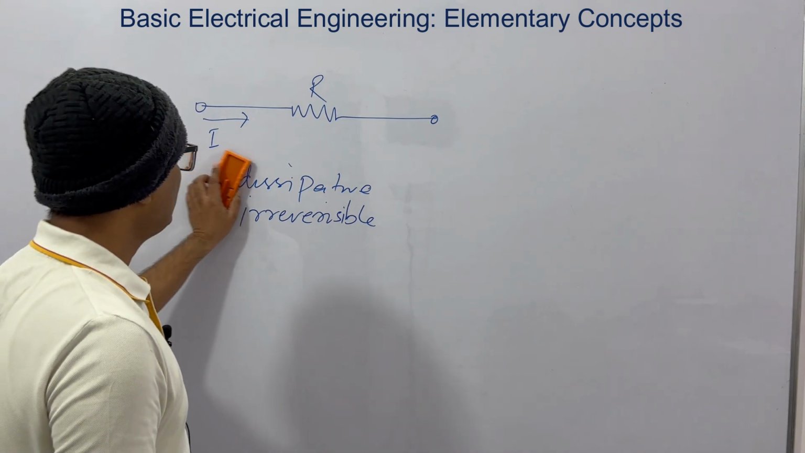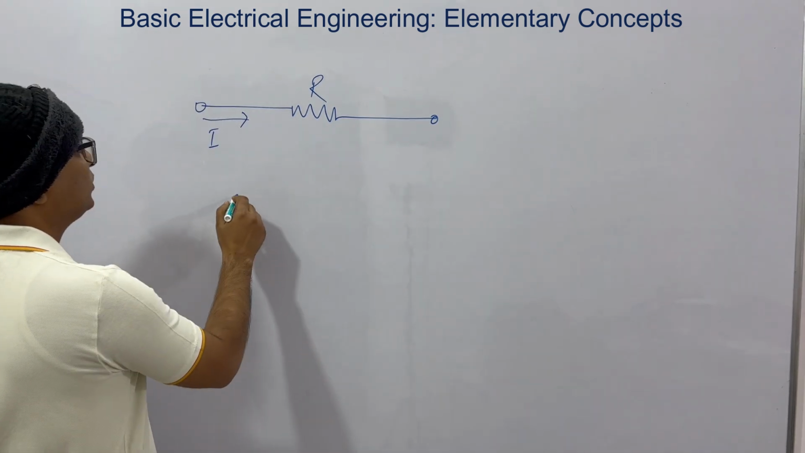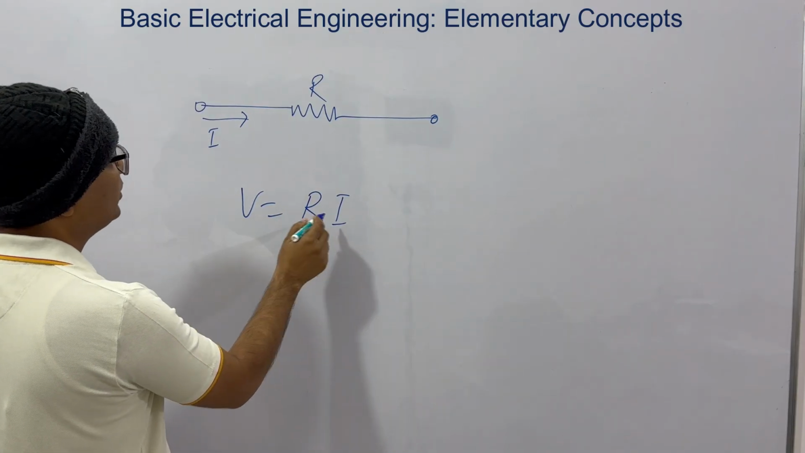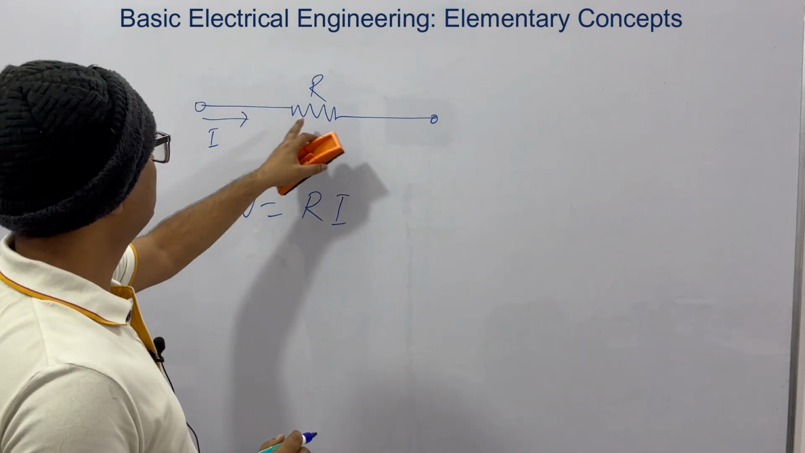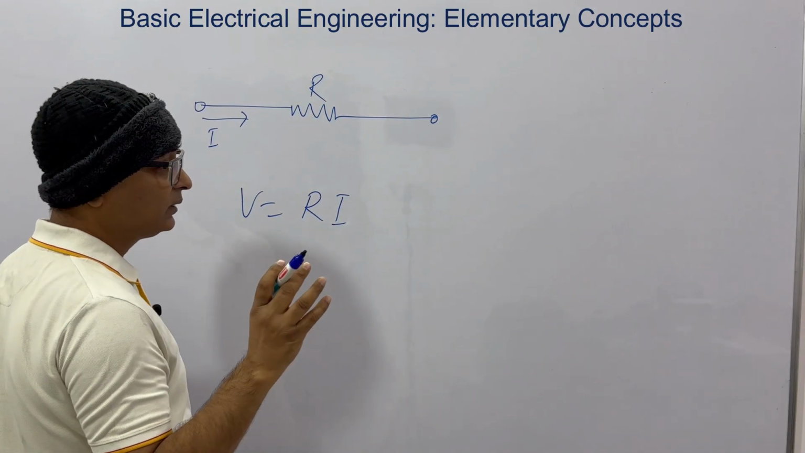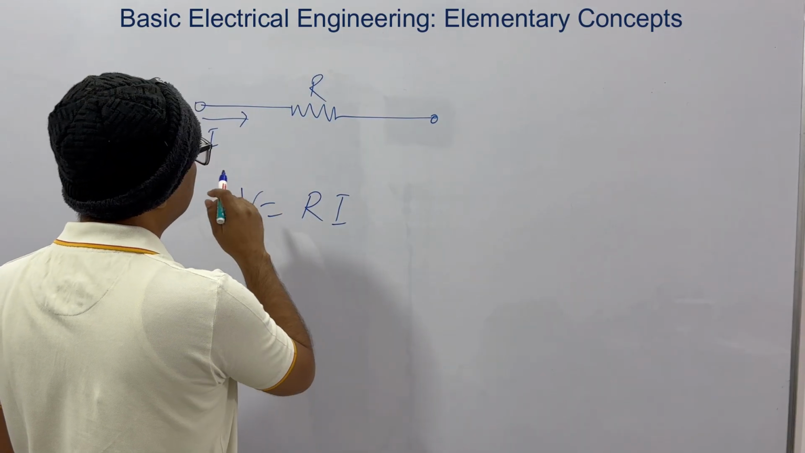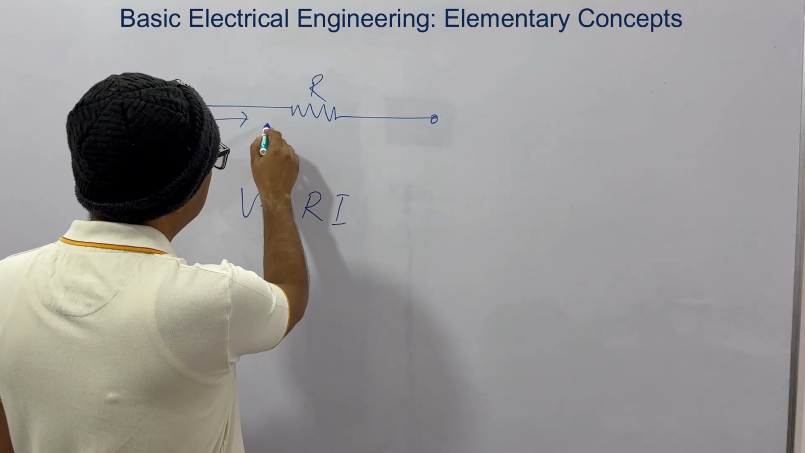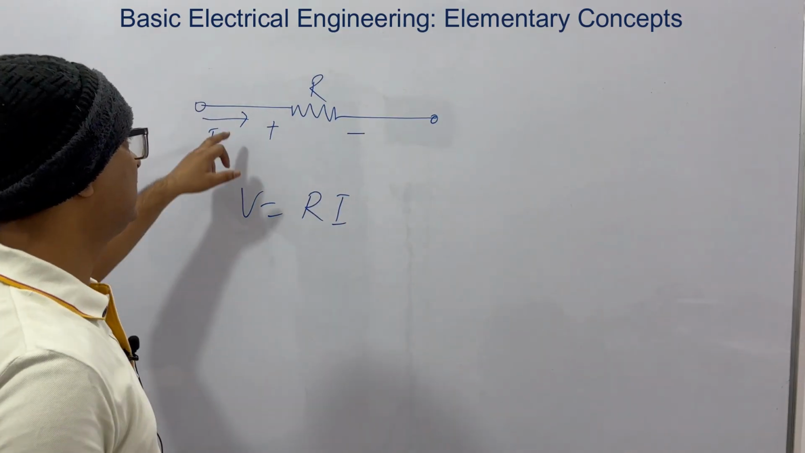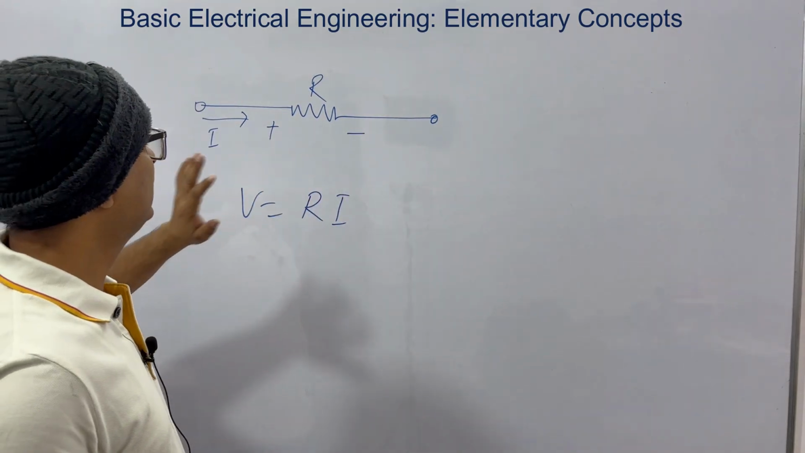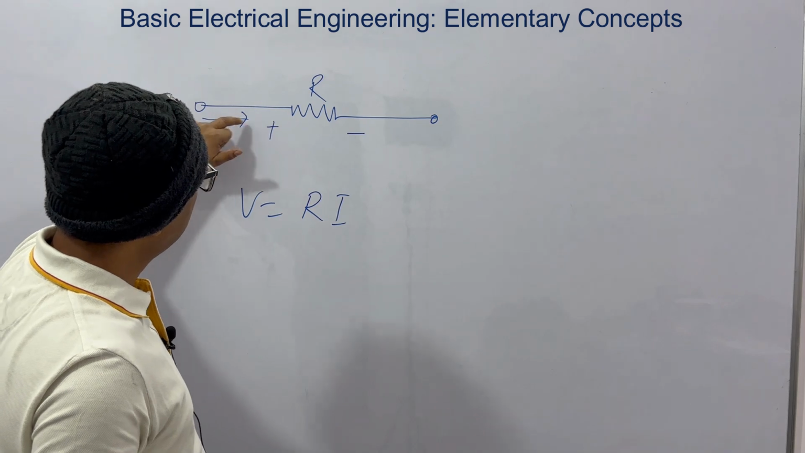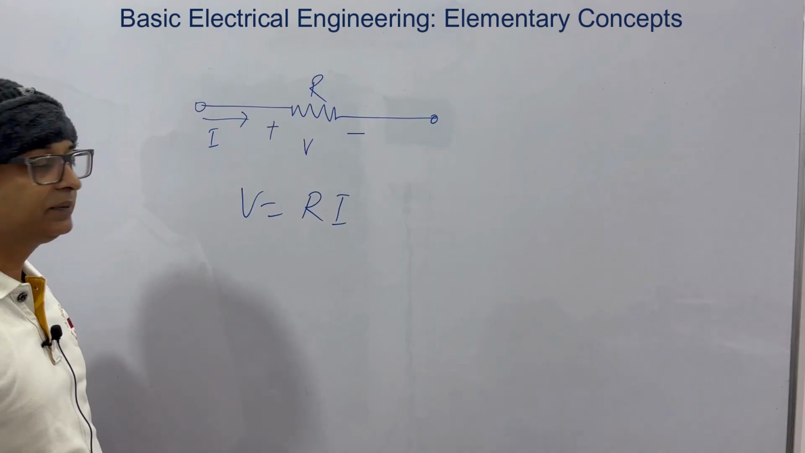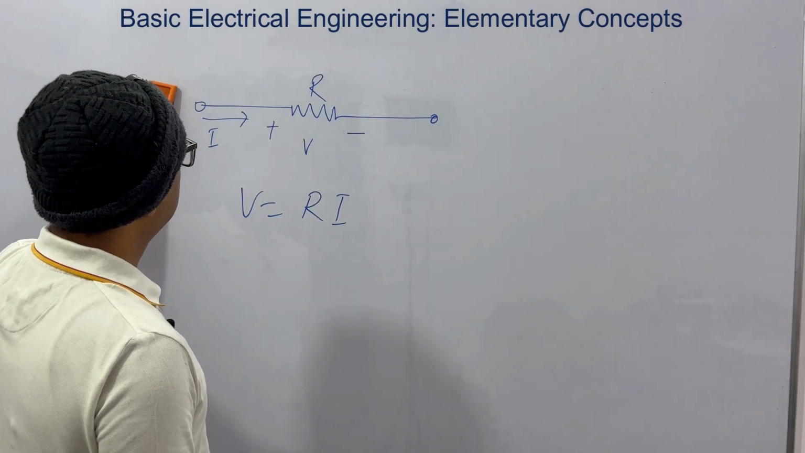And the famous Ohm's law. From there we know V is equal to R into I, where V is the voltage developed due to the current flowing in the resistor. What is the notation for current, what is the polarity? If current is flowing from this direction to this, this will be plus, this will be minus. That is, current flows from plus to minus. So if you pass a current I through a resistor R, you will develop a voltage V across the resistor. Clear?